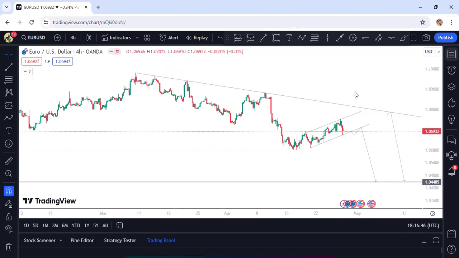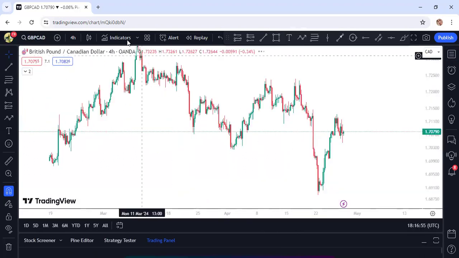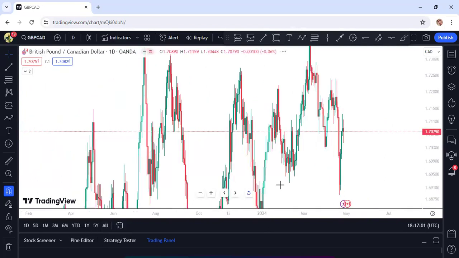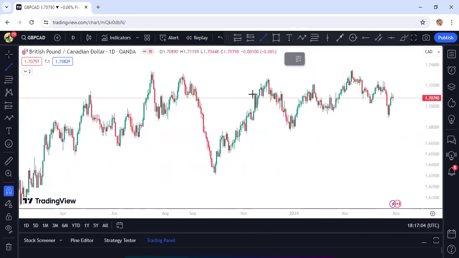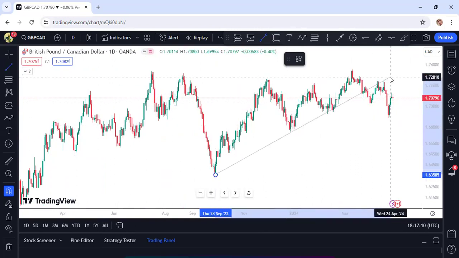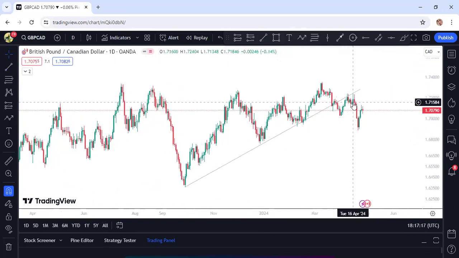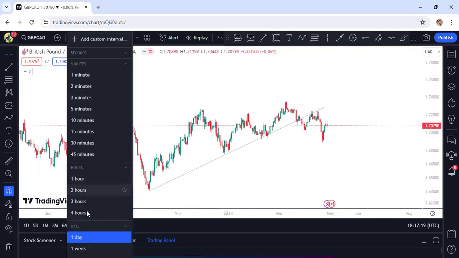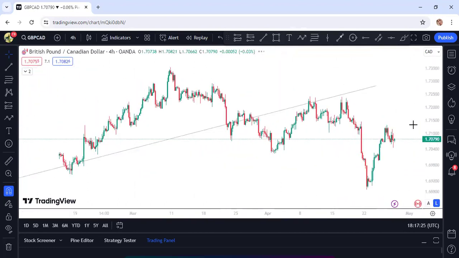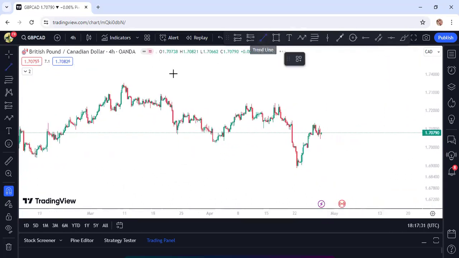So the next on my list is GBP CAD. Also a straightforward analysis. We'll start from the daily time frame. On the daily time frame, we can see a break and retest of this trend line over here. There's a break of the trend line and we've got a retest here, which confirms the sell on GBP CAD. So let's go down to the 4 hours time frame. I always like to keep my chart clean, so I will delete this trend line and focus on current market structure.